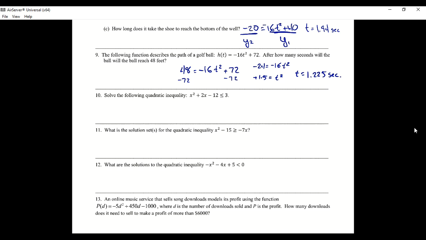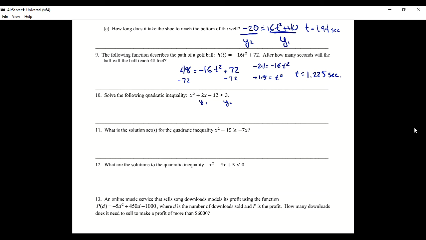Number 10, solve the following quadratic inequality. So we have x squared plus 2x minus 12 less than or equal to 3. We could do quadratic formula, set our inequality to 0. We could graph it in the calculator as is with y1 and y2. Again, it's whichever one is easier for you to remember and be able to apply. So we're going to do calculator again.